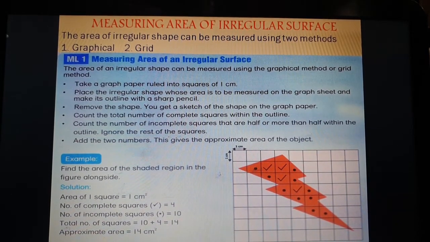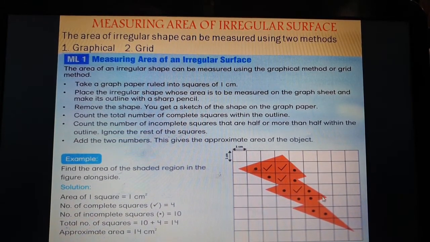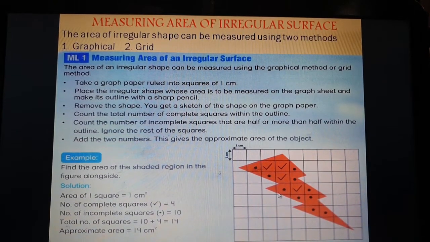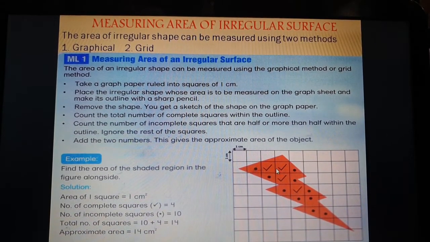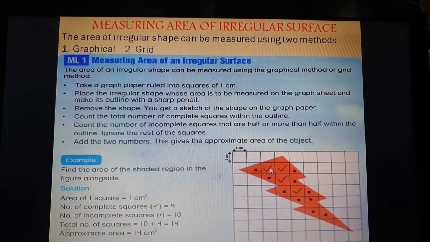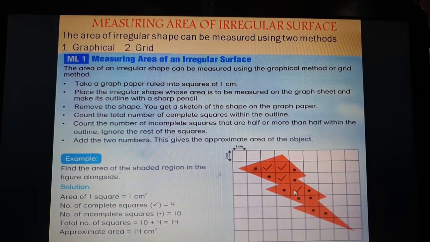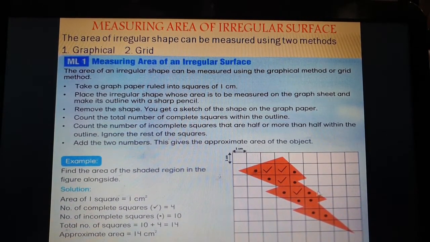Next, as you can see, when you draw the complete graph of the irregular surface, it has come like this. Now identify how many complete full boxes there are, that is, the square boxes. We have made a tick over here. This tick indicates that it is a complete square. Okay, so 1, 2, 3 and 4. You can see that the complete square boxes which are completely filled are only 4. That is what we have ticked here.